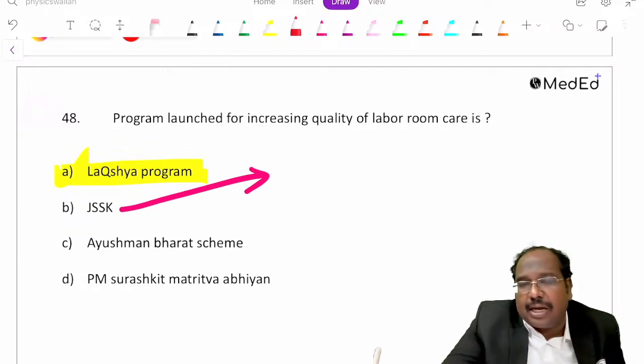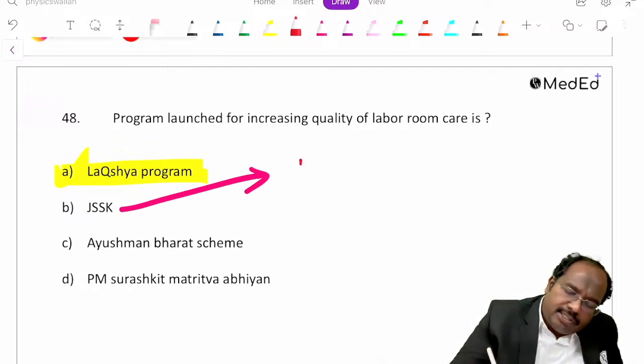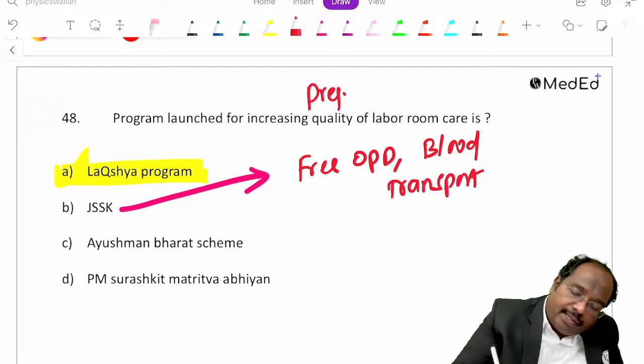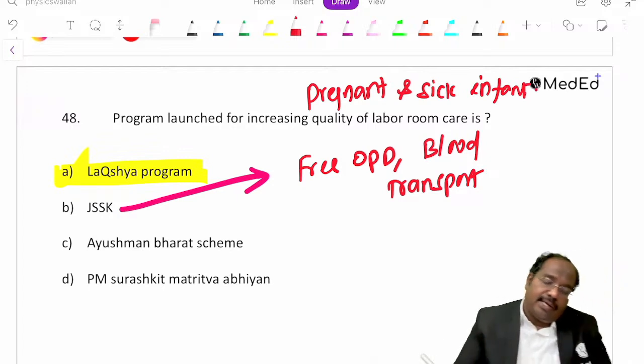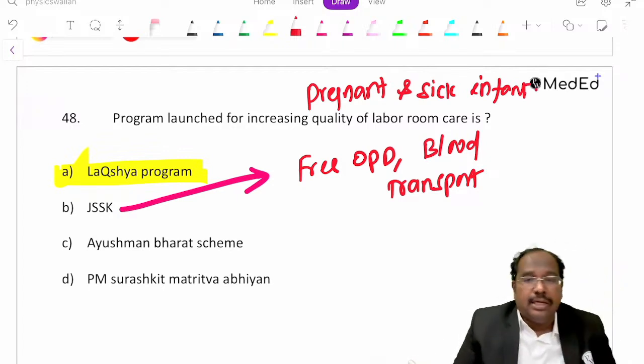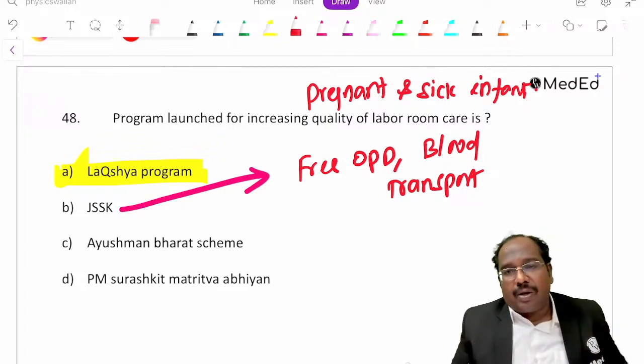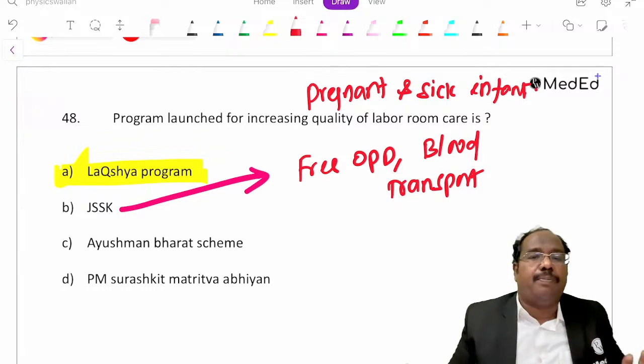Janani Sishu Suraksha Karyakram. This is related with free OPD, free blood, free transport. This program is for pregnant mothers and sick infants. That is JSSK. They get free OPD, free blood, free transport, free stay, free diagnostics. They need not pay anything.